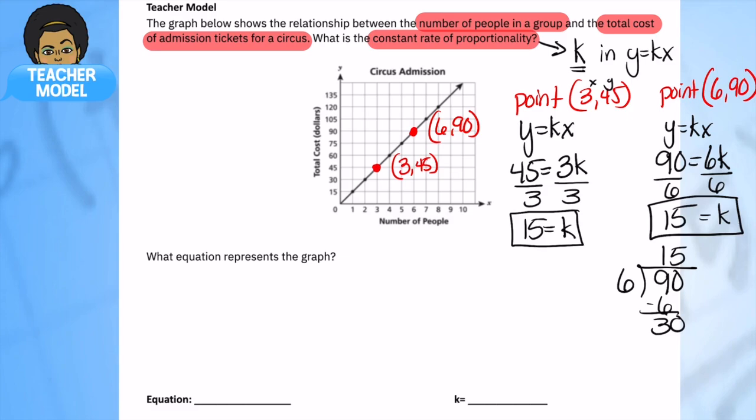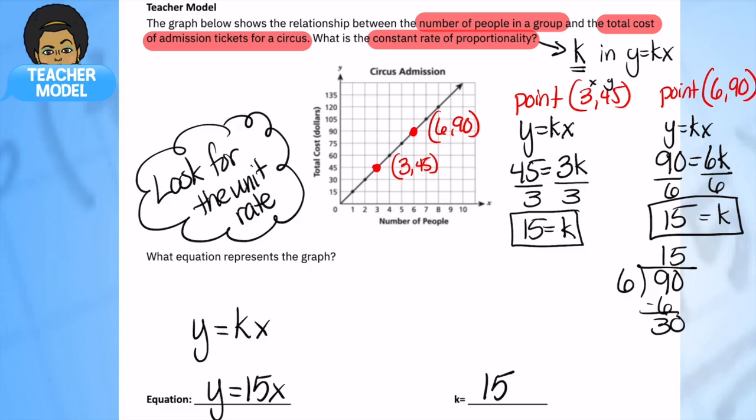There's something else I want you to see here. So first, let me just write this down. k equals 15. So if y equals kx, and we know that k equals 15, our equation is y equals 15x. Other thing I want you to look at here, you can look for the unit rate.